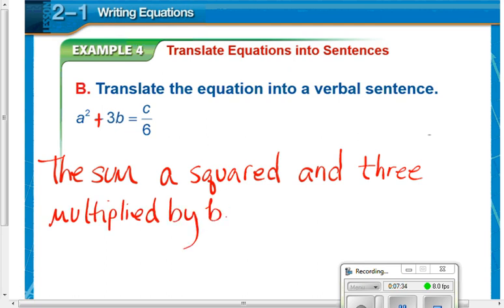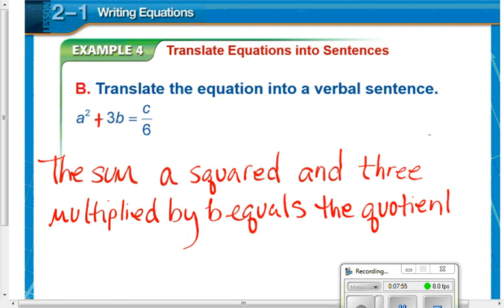Oh, we're not done. We still got that part. We could say equals, okay, equals, you could use the quotient or divided by. So equals the quotient, because quotient means divide, and that's what this little line means, right? The quotient of C and 6.